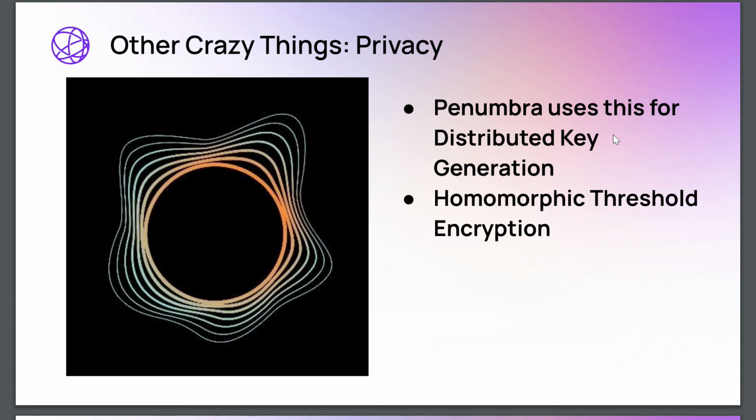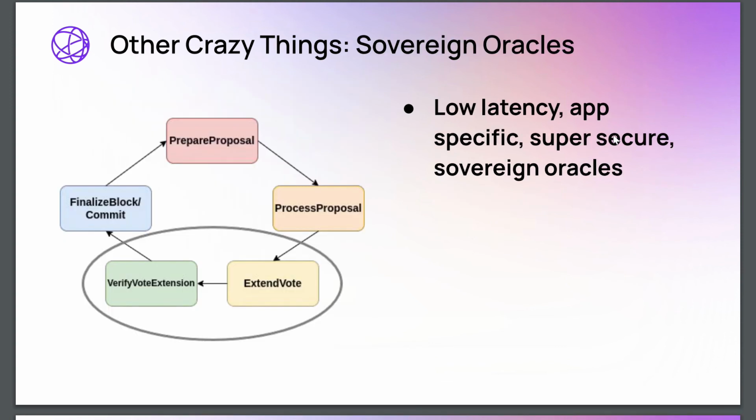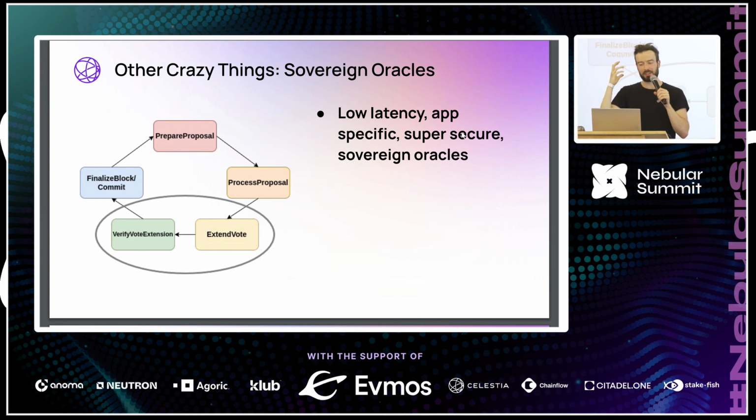You can have low latency, app-specific, super secure, sovereign oracles, and that is the biggest word salad you will possibly hear today. But it is very important. Oracles are traditionally, like, we're all familiar with Chainlink and having an oracle in your smart contract. It's not very secure. It's just a multi-sig. It kind of gives you a headache. I'm not even sure if it can actually be secured unless it's an app-specific sovereign oracle. Now you can do that. You can vote on arbitrary data.